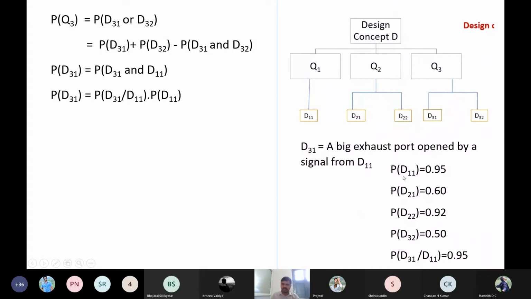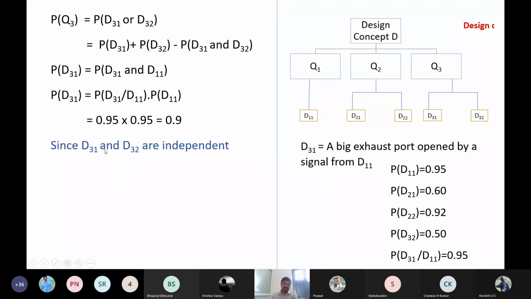So you know the value of P of D11, that is the physical realizability of solution D11, that is given, and this conditional probability is also given in the problem. So substitute and get the value for P of D31. You are going to get 0.903. Round it to 2 decimal positions, and you are going to get 0.90.